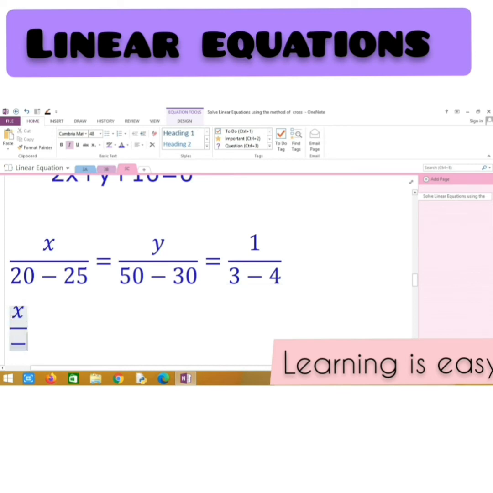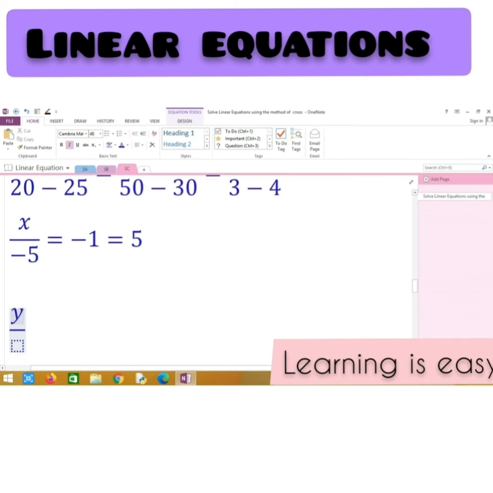x by minus 5 equal to minus 1. 1 by minus 1 is equal to minus 1. So x equal to 5. Minus 1 into minus 5 is 5. y by 20 equal to minus 1. Value of y is 20 into minus 1, minus 20. So x is 5 and y is minus 20.